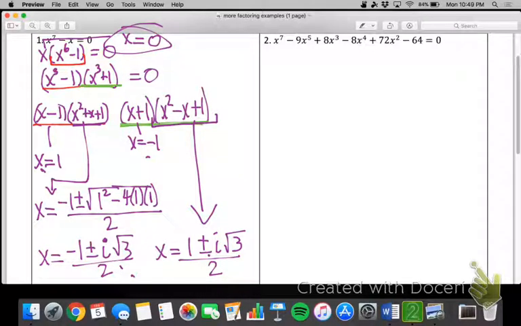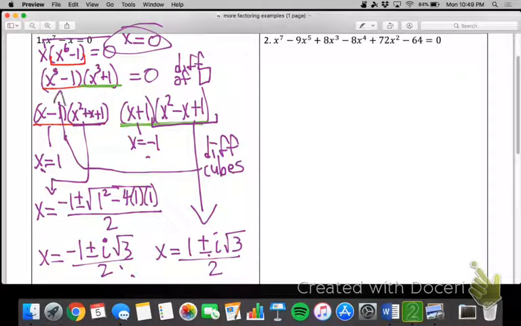And this one required, so we factored out a GCF at the beginning, then we used the difference of squares, and then we used the difference of cubes and the sum of cubes. So over here was difference of cubes, and right here is sum of cubes. Sorry, I just made this paper a giant mess.